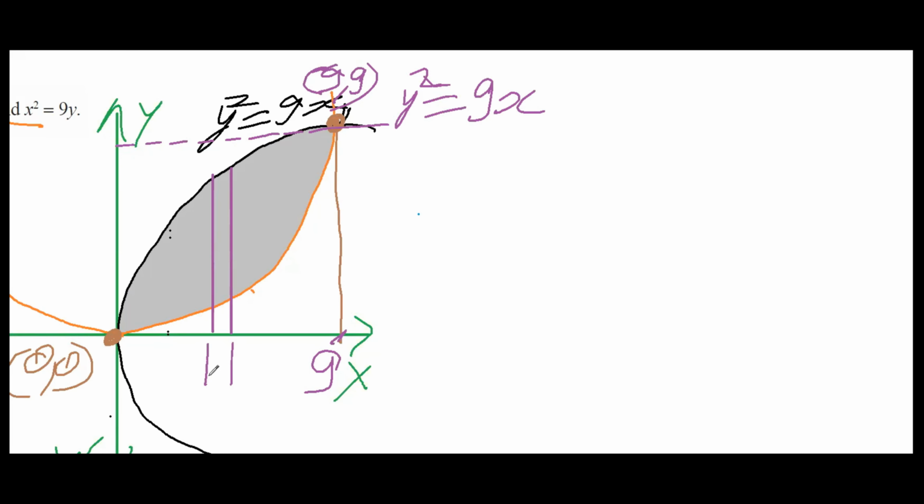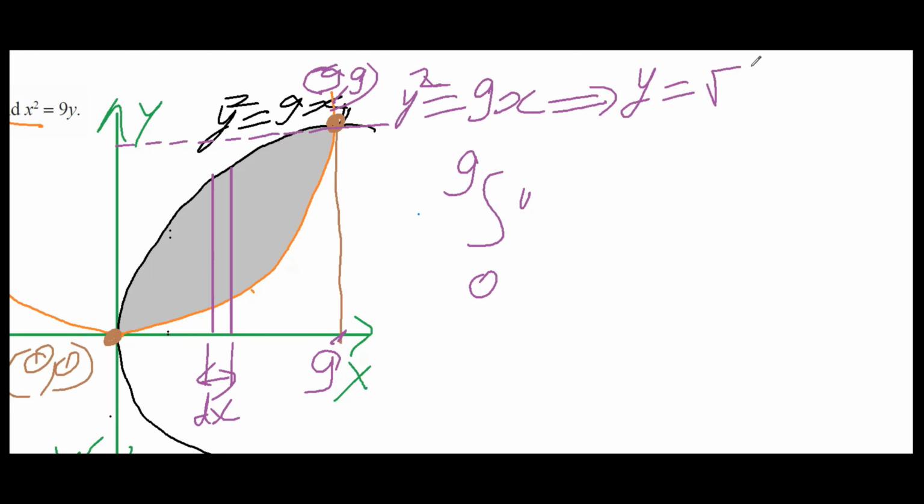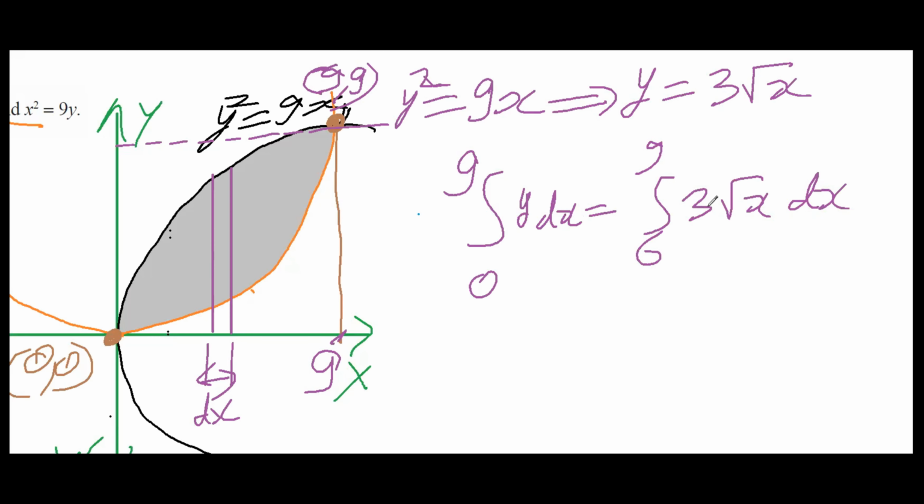So when I'm saying elementary strip is this, what is this? This is dx. So what is the area of this? The area of this is the limit from 0 to 9, and this is dx. So I have to write here y dx, but this function is y square is equal to 9x. So y will be 3 root x. So here it is y dx, and you can write this y as 3 root x dx.